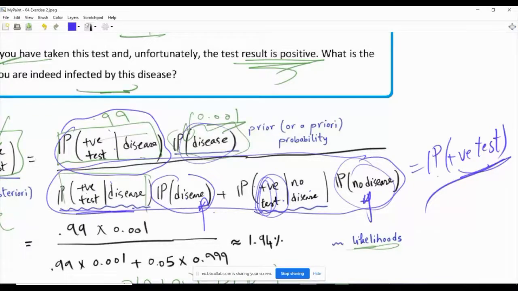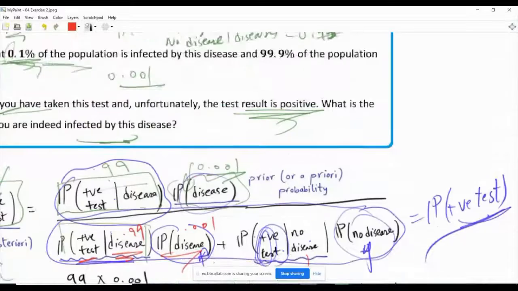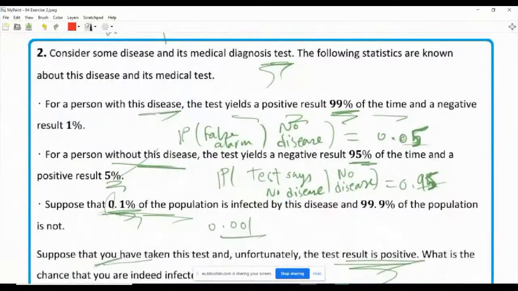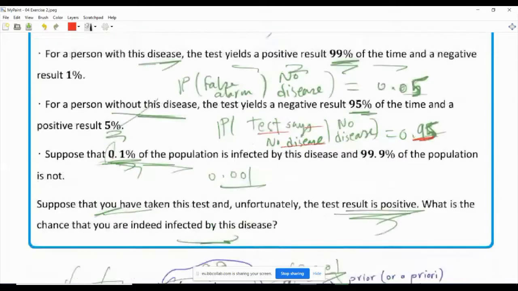What is the probability of a positive test given the disease? Someone has the disease and is tested positive, that's 99%. The prior probability of the disease is 0.001. What is the probability that someone with no disease will have a positive test? If we go to the second line, the test says no disease, given no disease, is 0.95, and the probability of a false alarm given no disease is 0.05.